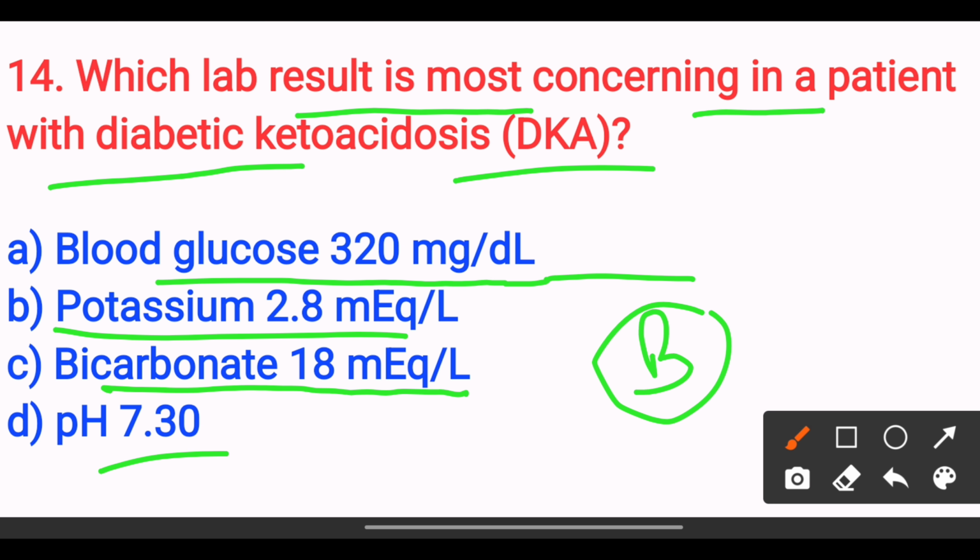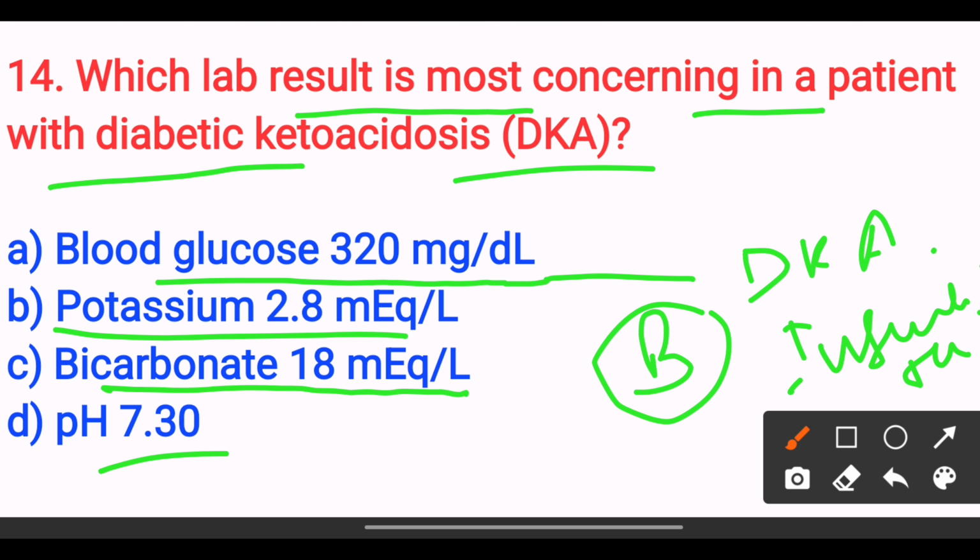In DKA, hypokalemia is life-threatening and must be corrected before insulin therapy. Insulin drives potassium into cells, worsening the hypokalemia. So the answer is option B.